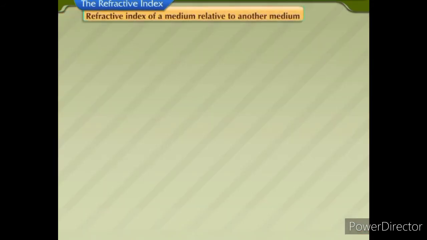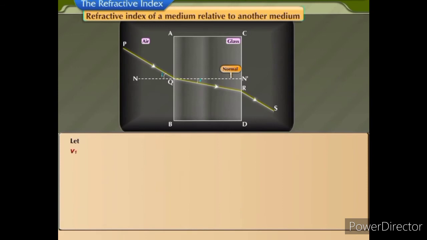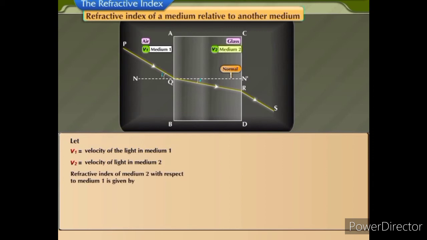Refractive index of a medium relative to another medium. The refractive index depends upon the relative speed of propagation of light in different media. Let V1 be the velocity of the light in medium 1 and V2 be the velocity in medium 2. Therefore, the refractive index of medium 2 with respect to medium 1 is given by the ratio of the magnitude of velocity of light in medium 1 to that in medium 2.